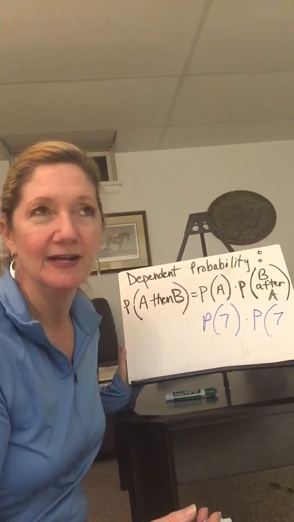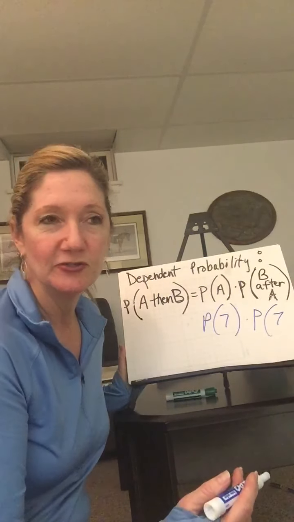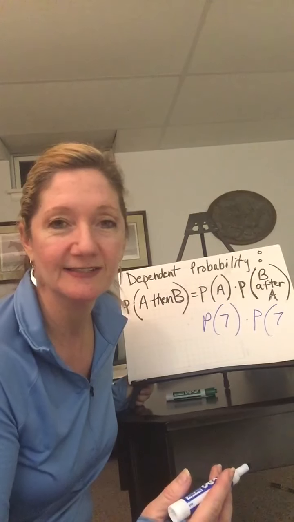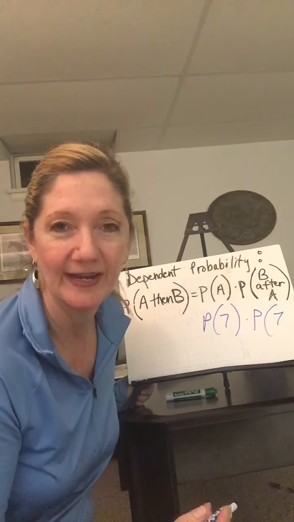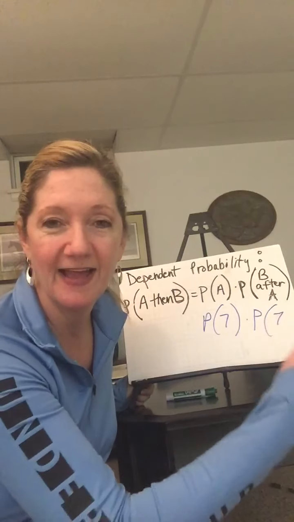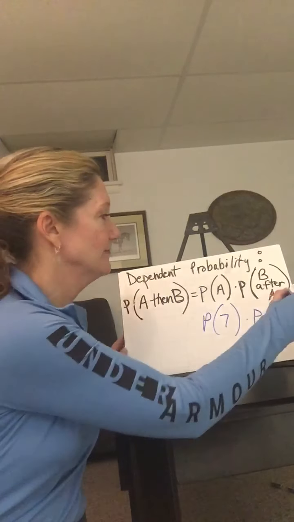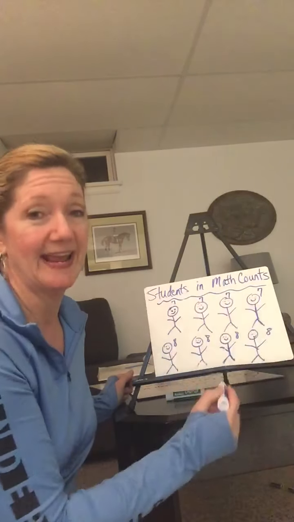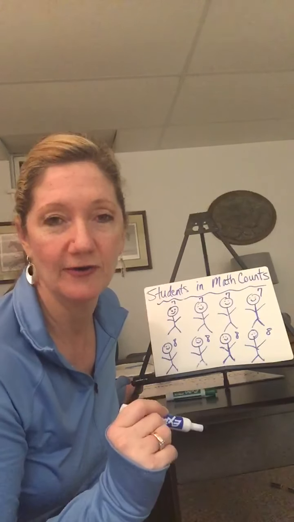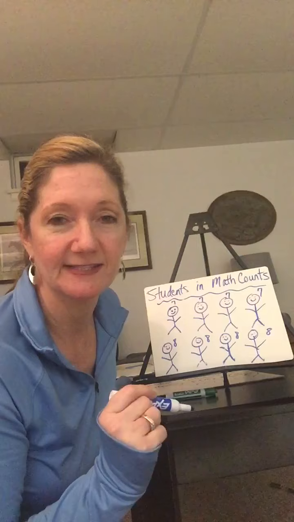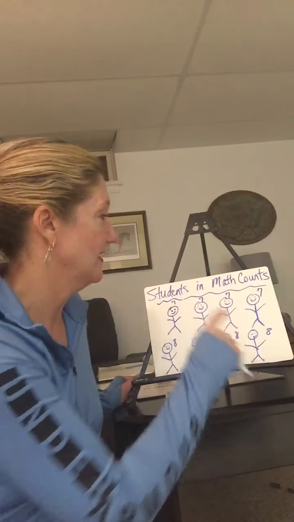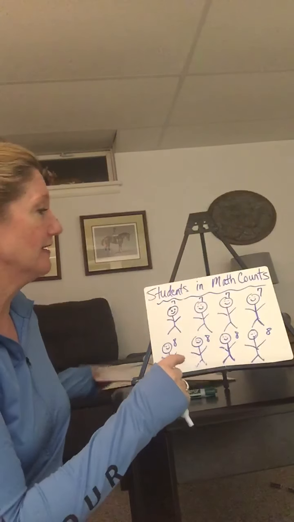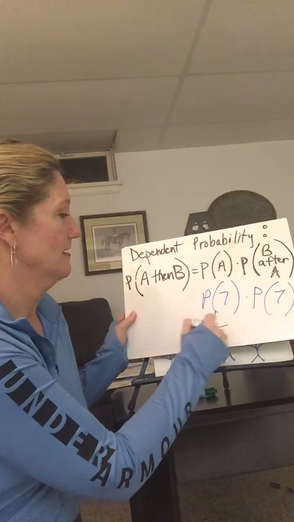Think about it. When your name is picked to do a leadership role or to win a prize, and you can't win 2 prizes, your name is not put back into the drawing. That's what makes this dependent. The one event's outcome affects the other one. So let's take a look back here. I've got 4 7th graders and 4 8th graders for a total of 8 students. On the first drawing of a name, the probability that a 7th grader's name is drawn would be 4, because there are 4 7th graders, out of 8. So we're going to put that right here, 4 over 8.